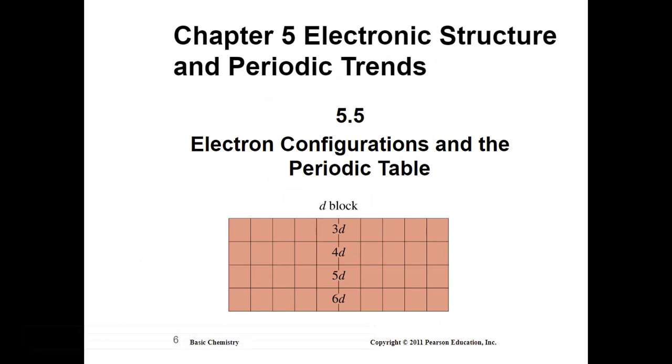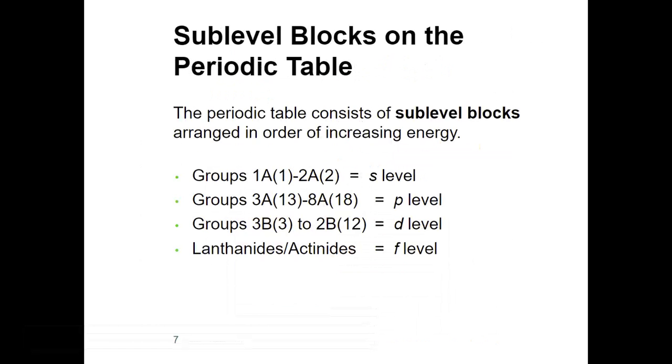So what is electron configuration? There are sublevel blocks, and we call them the SPDF. Groups 1 to 2 are called the S level. Groups 13 to 18 are called the P level. Groups 3 to 12, which are the B groups, that's the D level, and then the lanthanides and actinides at the bottom are called the F level.